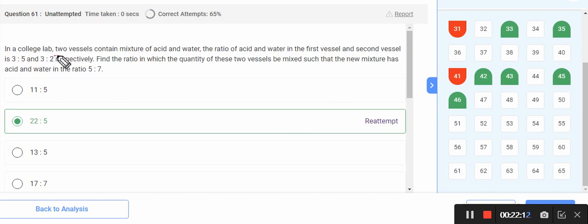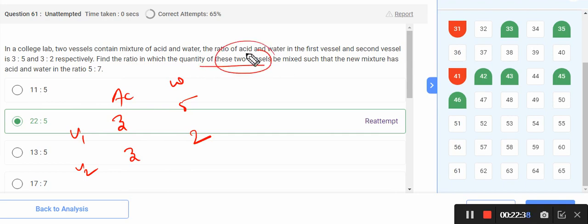In a college lab, two vessels contain a mixture of acid and water. Okay, so acid and water, vessel 1 and vessel 2. The compositions are: in the first vessel acid is 3 and water is 5; in the second vessel acid is 3 and water is 2. Find the ratio in which the quantities from these two vessels are to be mixed such that the new mixture has acid and water in the ratio of 5:7.